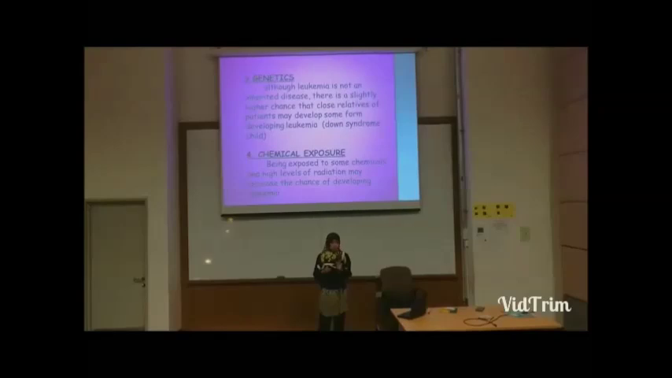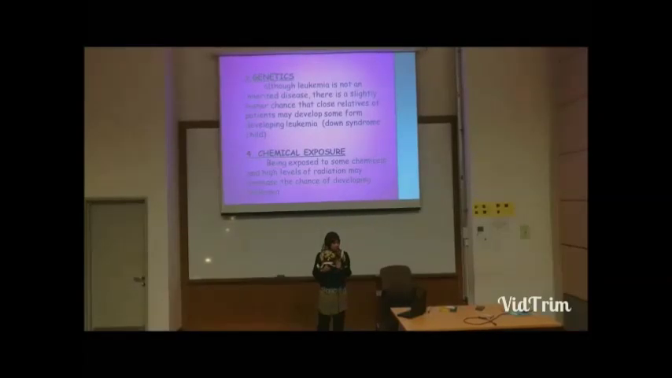Risk factors of leukemia. First, age. Most types of leukemia are common in older people. The main exception to this is ALL, in which the peak incidence is in children. The second one is gender. Leukemia is generally more common in males. Number 3 is genetics. Although leukemia is not an inherited disease, there is a slightly higher chance that close relatives of a patient may develop some form of leukemia, such as a Down syndrome child.